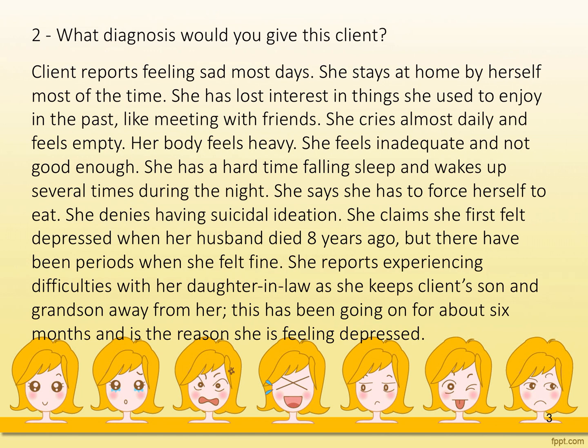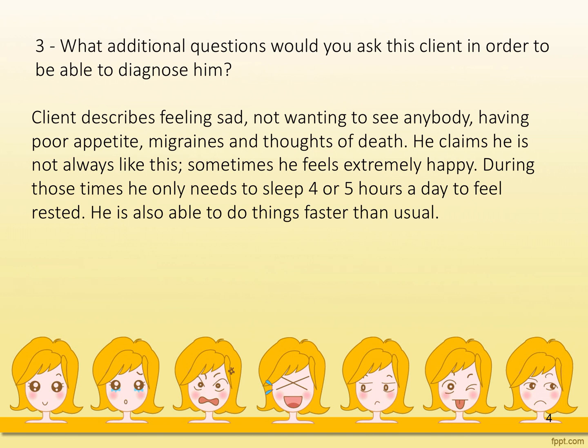She reports experiencing difficulties with her daughter-in-law, as she keeps the client's son and grandson away from her. This has been going on for about 6 months and is the reason she's feeling depressed. Now we know that the trigger happened 6 months ago. This episode of depression has lasted 6 months, so we now know definitely that it's not dysthymia. So it could be MDD. Do we have enough criteria? Yes. With the 2 additional symptoms, the loss of interest and the fatigue, we now have 5 of the symptoms that are necessary to meet criteria. So the diagnosis would be MDD recurrent, because she has experienced several episodes of depression.